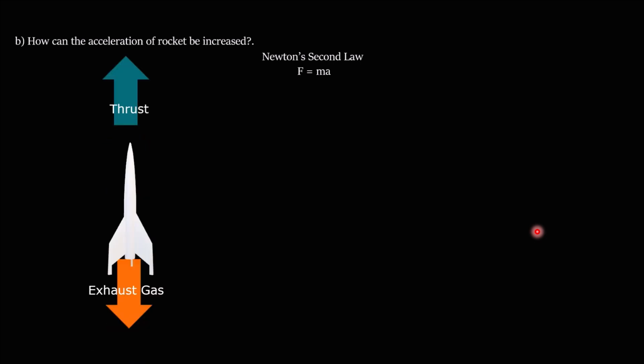Moving forward to the next question, how can the acceleration of the rocket be increased? Here, we are going to apply Newton's second law of motion, which is F equals ma. Force is equal to the product of mass and acceleration of a body. Using the same free body diagram, we have two forces here. First is the thrust, and next is the exhaust gas. Since the force of the thrust is equal to the force of the exhaust gas, we can come up with this equation: m1a1 equals m2a2. Rearranging, we get a1 equals m2a2 divided by m1. m1 is the mass of the rocket.